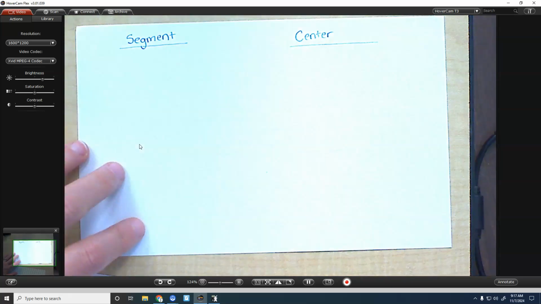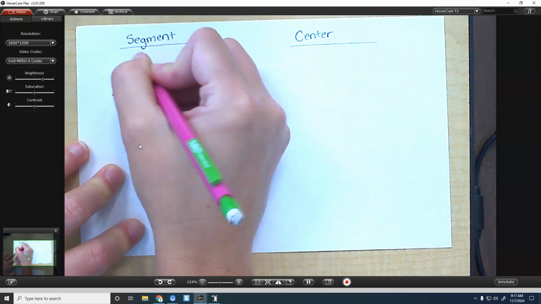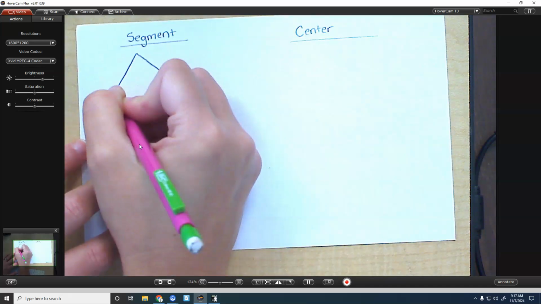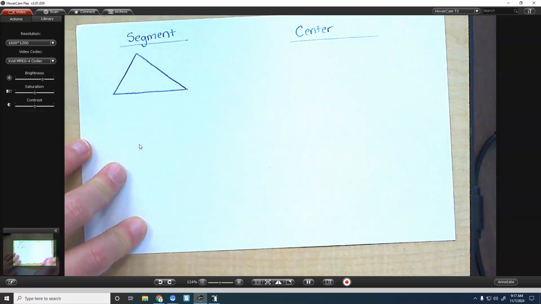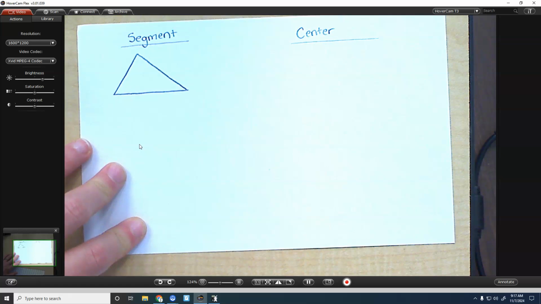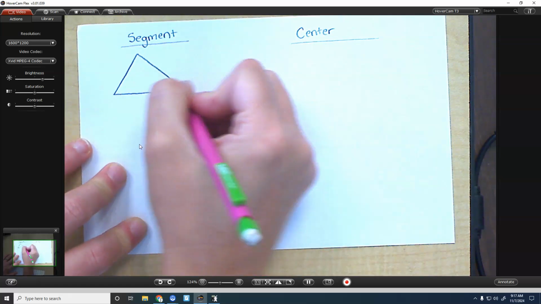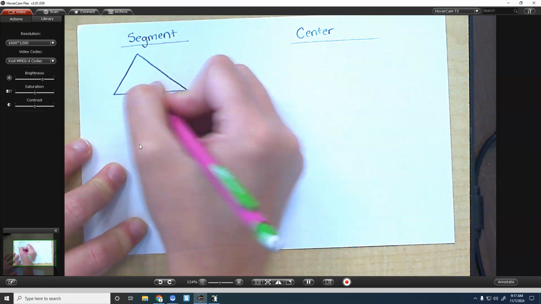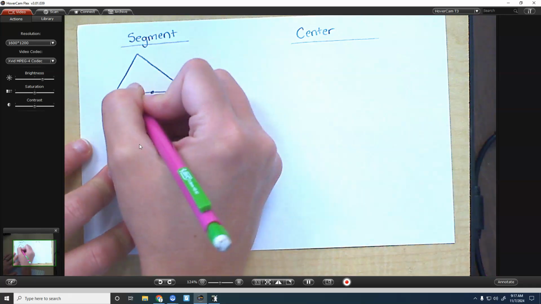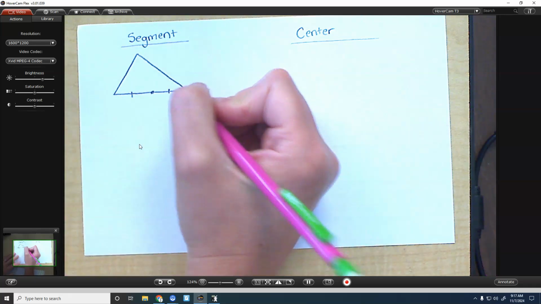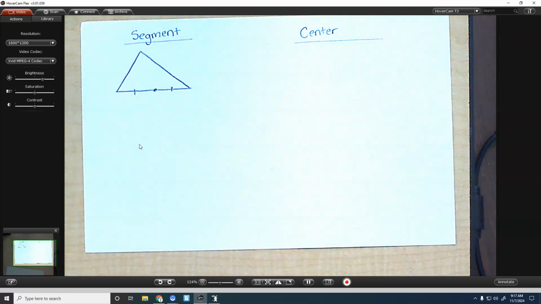Okay, so the segment that we want to draw, we're just going to draw ourselves a triangle. And if we're just drawing a single median right here, I'm going to find the midpoint of a side. It doesn't matter which side. I think I'll do this one. So if that is my midpoint, that means that these two pieces right here are the same. So draw yourself a triangle. Put a dot in the middle of one of those sides and mark those two pieces equal to each other.